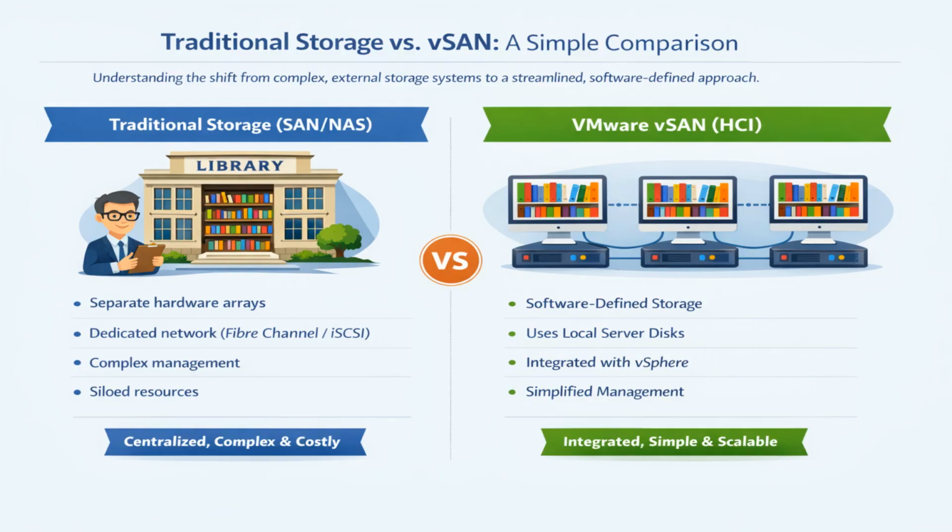VMware vSAN is hyperconverged infrastructure, software-defined storage built into vSphere. It uses local disks inside ESXi hosts, so no separate storage hardware is needed. It is easy to manage from a single interface and scales simply by adding more servers. In short, traditional storage is powerful but complex and hardware-heavy, while vSAN is simpler, integrated, and scales easily, making it ideal for modern agile data centers.